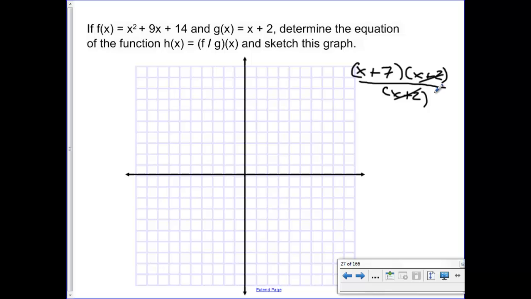Because what I've essentially made here is a graph of x plus 7. Does that make sense? I can graph that really easily. X plus 7 has a y-intercept of 7 and is a straight line. Ta-da! Problem solved.